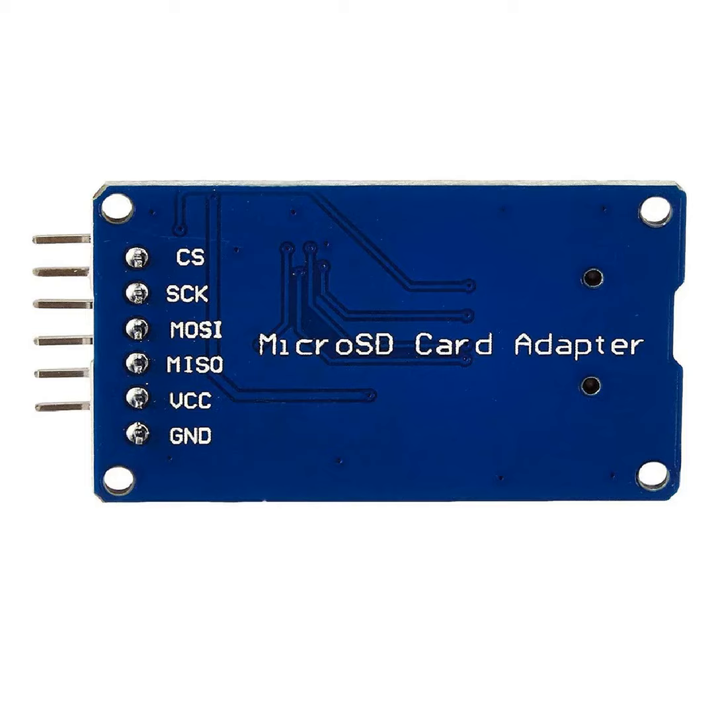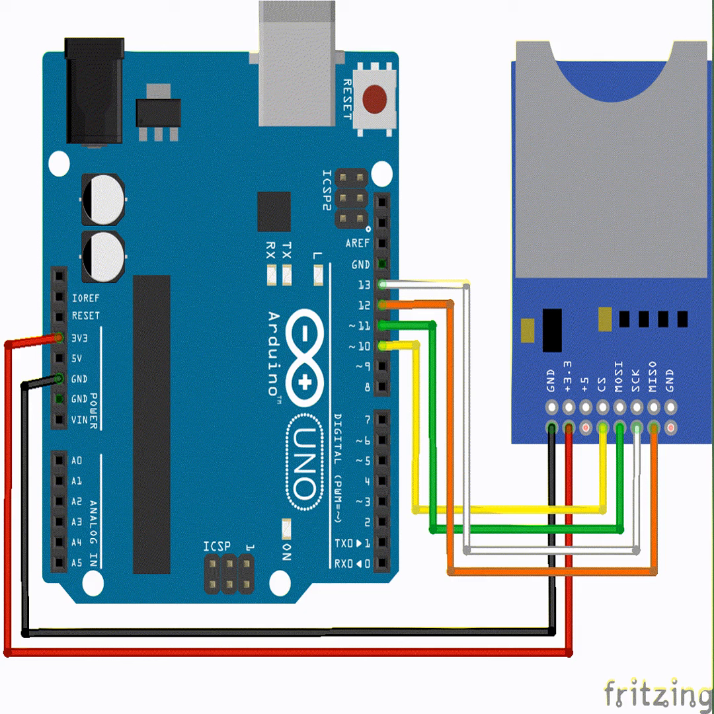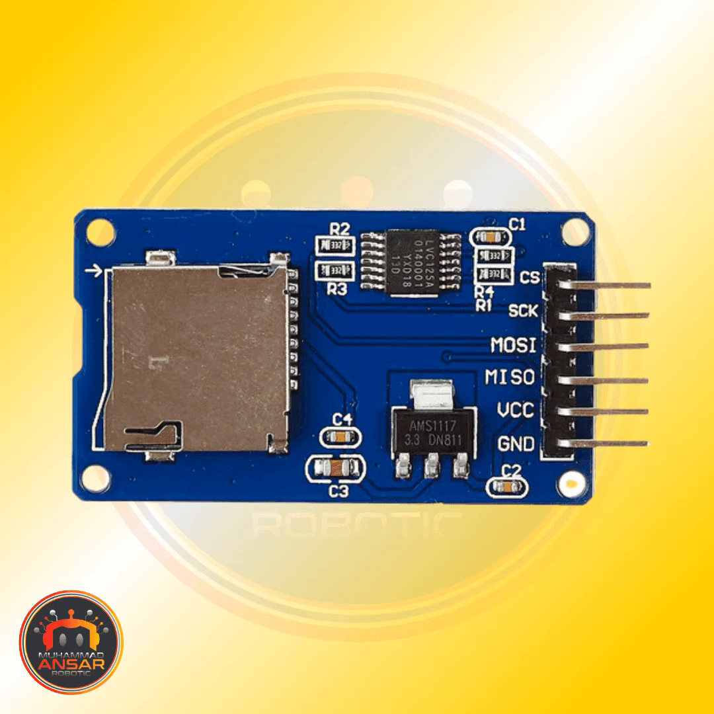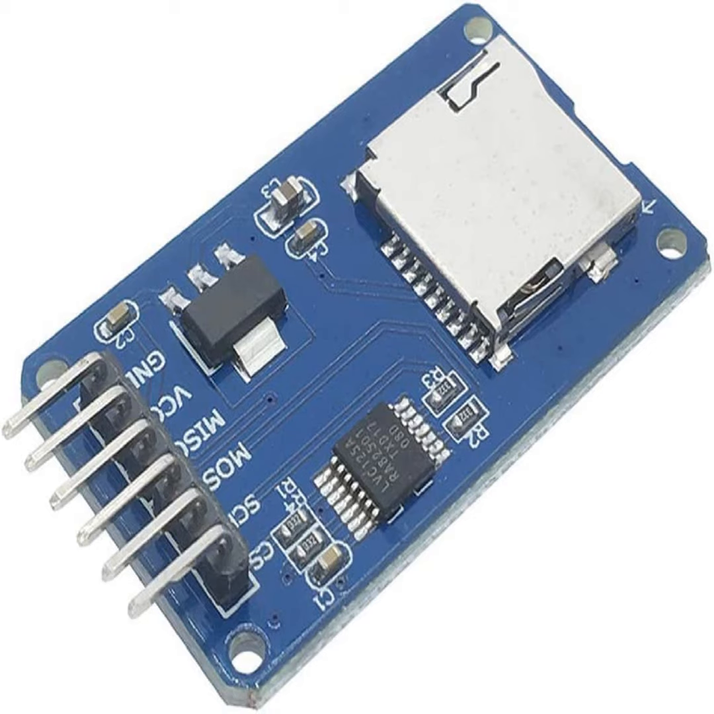When integrating a micro SD card reader module into a project, one of the first steps is to include the appropriate libraries. For instance, if you're using an Arduino, you would typically use the SD.h library, which provides necessary functions for handling files on the micro SD card. This makes it easy to create, read, and write files programmatically.